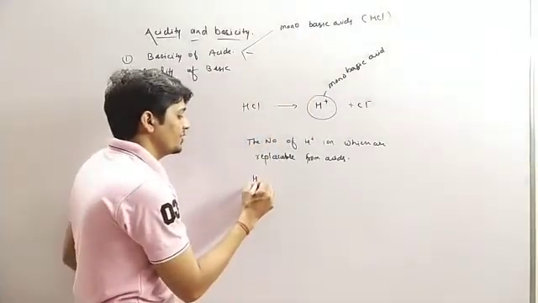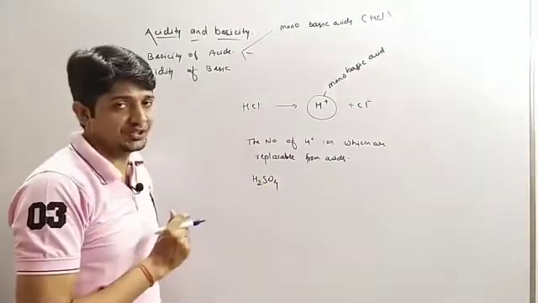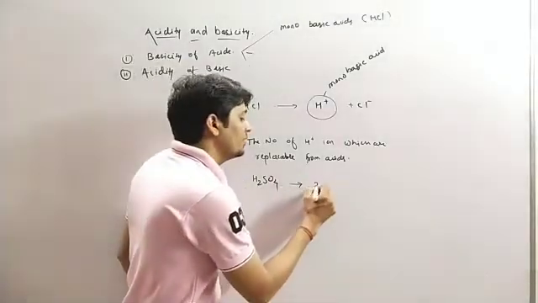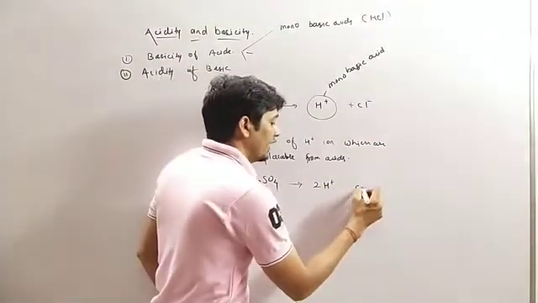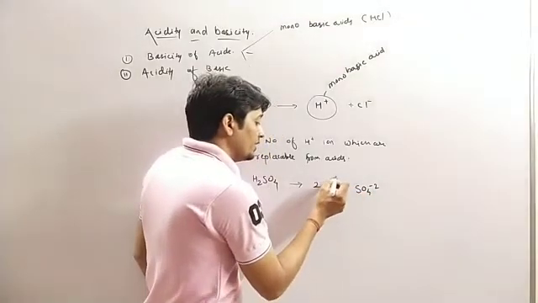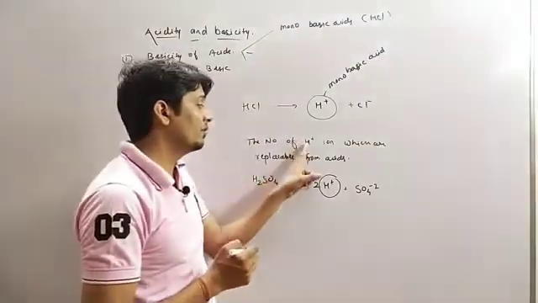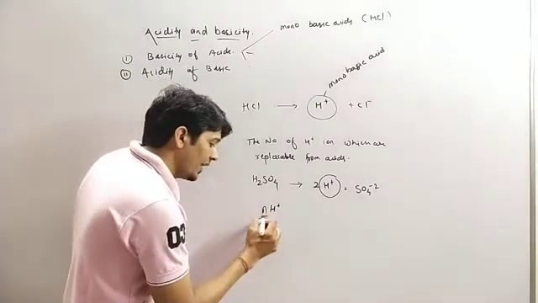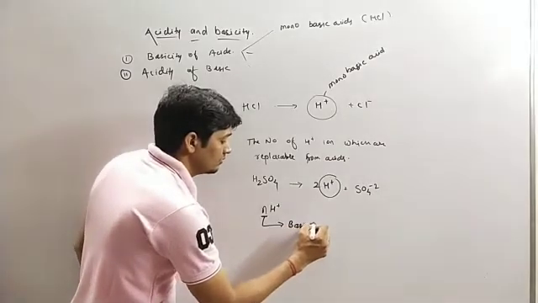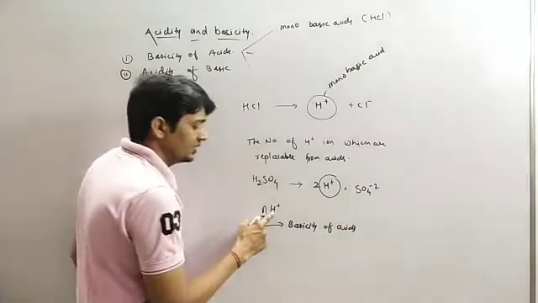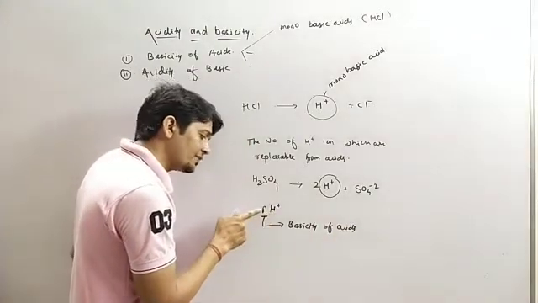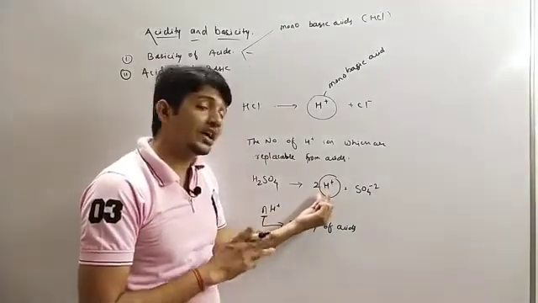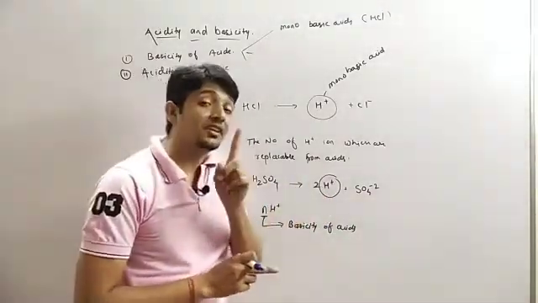Now we will take the example of H2SO4, sulfuric acid. If we dissolve sulfuric acid in water, what will we get? We will get 2 H positive ions and 1 SO4 2 negative ion. So if the number of H positive ions is n, this n is nothing but the basicity of the acid. The number of H positive ions released by the acid is called its basicity. Here 2 H positive ions are replaceable from sulfuric acid, which means it is a dibasic acid.